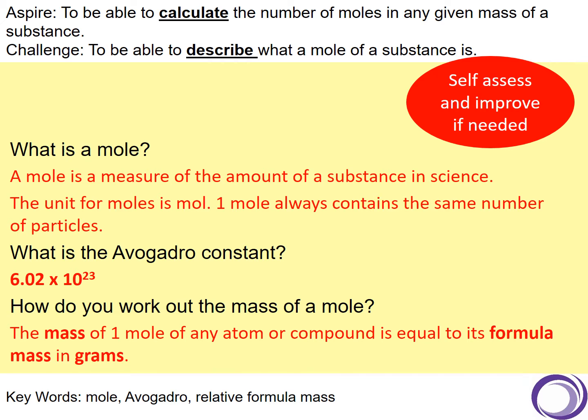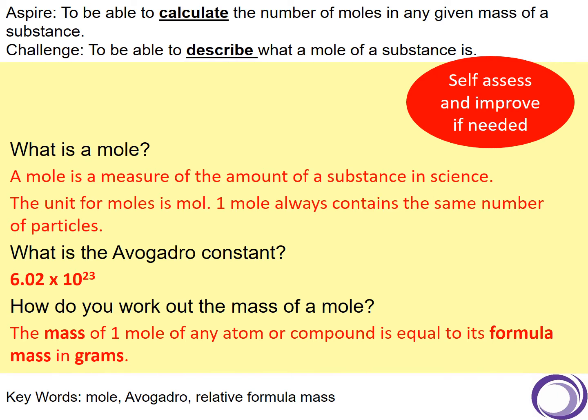And how do you work out the mass of a mole? The mass of 1 mole of any atom or compound is equal to its formula mass in grams. So please add and amend anything that you think you have missed on those definitions. And it's really important that you learn these things because these are some of the fundamental questions that you could be asked on your chemistry papers.